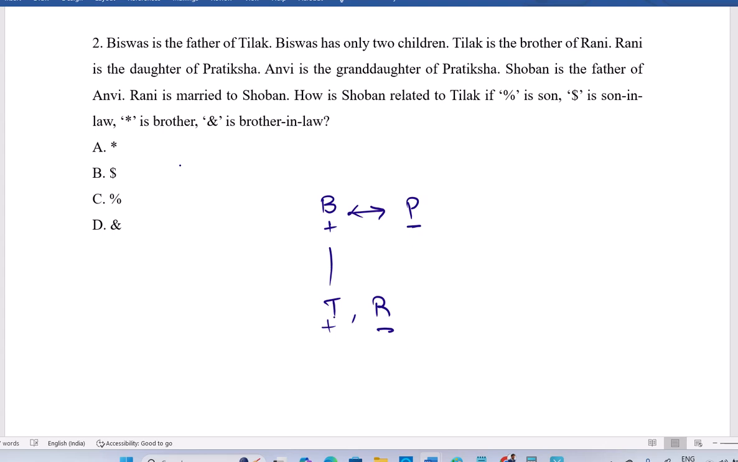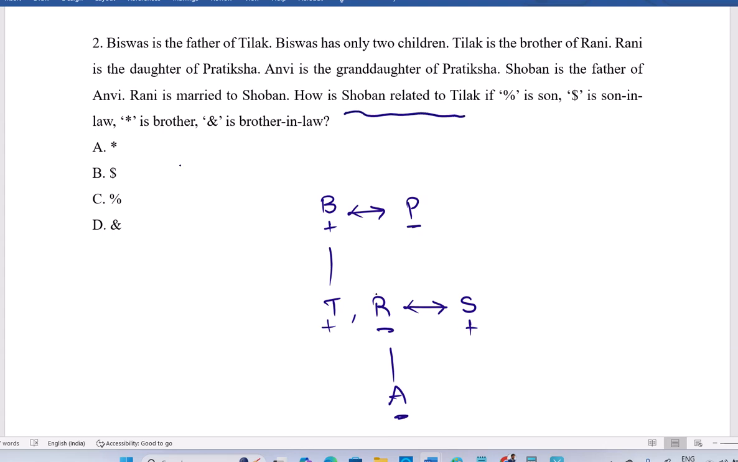Biswas is father of Tilak. Biswas has only two children. Clear. Anvi is the granddaughter of Pratiksha. Shobhan is the father of Anvi. Anvi is granddaughter of Pratiksha. Rani is married to Shobhan. Fine. Now the question is, how is Shobhan related to Tilak?